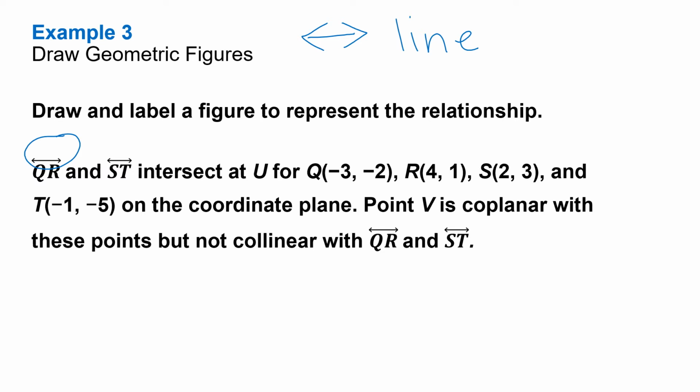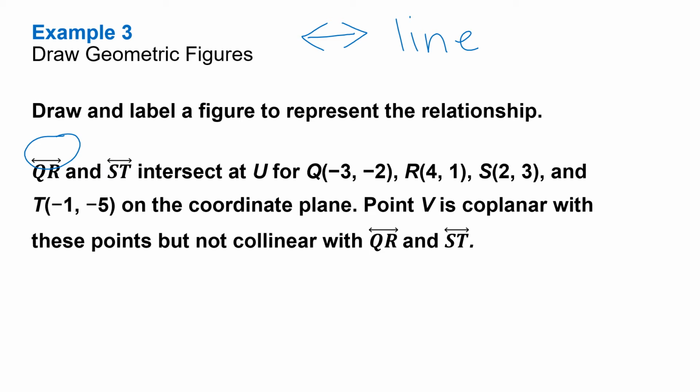For Q, given the location of -3, -2, R is located at 4, 1, S is located at 2, 3, and T is located at -1, -5 on the coordinate plane. Point V is coplanar with these points, but not collinear with line QR and line ST.